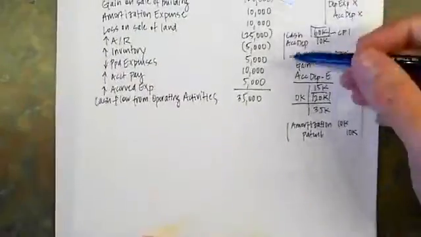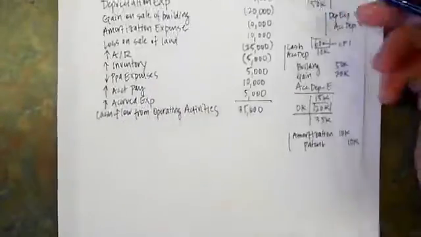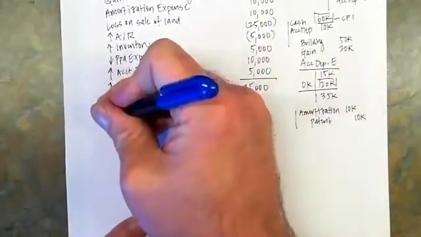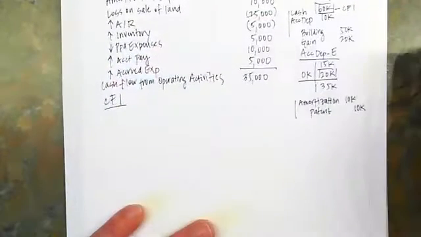Okay. Now that I have that, I can move on to cash flow from investing activities. I'll just shorthand it CFI here.